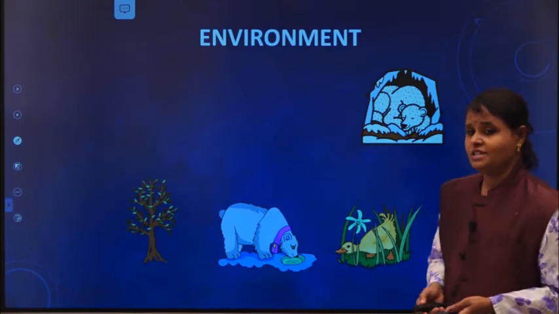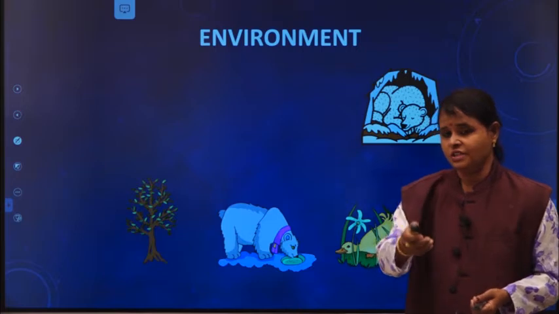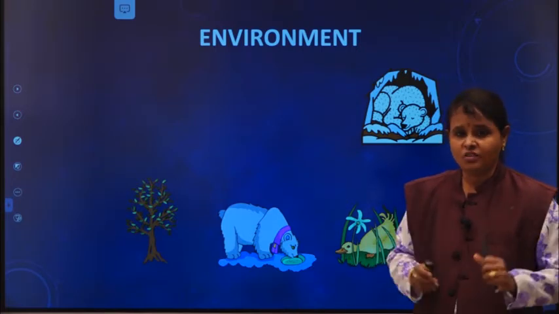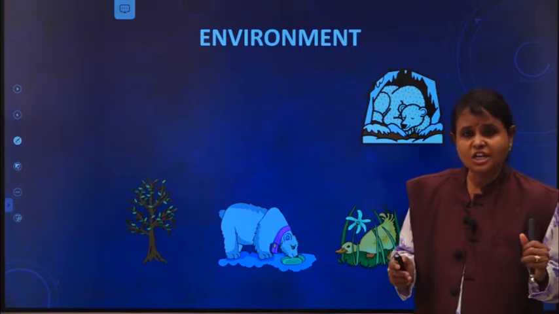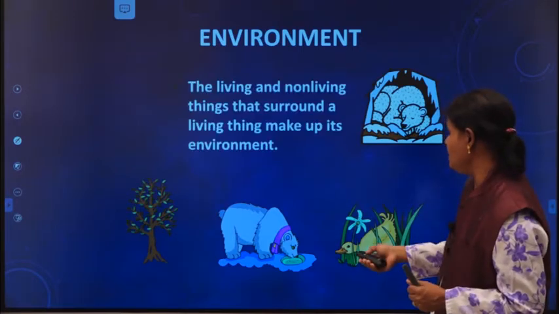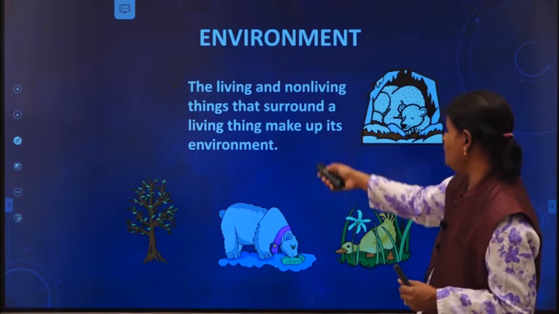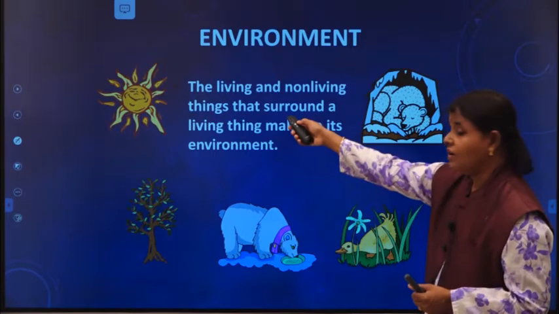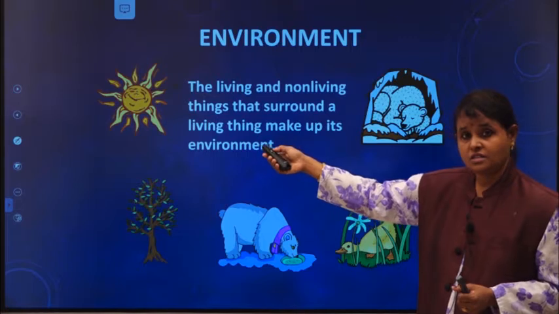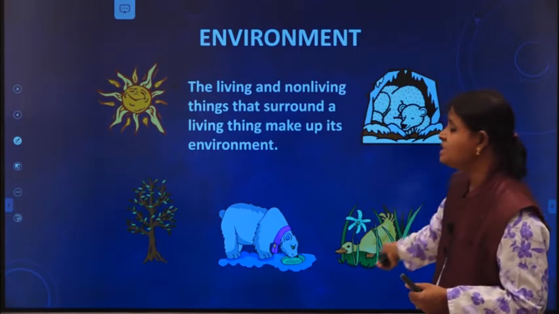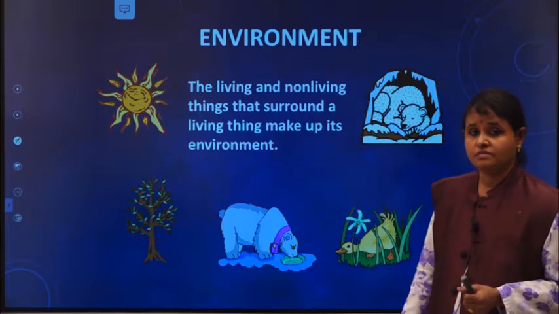What is an environment? I told you in the first unit. Surroundings. What is included in our surroundings? Living components and non-living components are present in our surroundings. So you can see here very clearly the living and non-living things. See, these are the living things. Non-living things are sunlight, air. So both living and non-living components make up the environment.